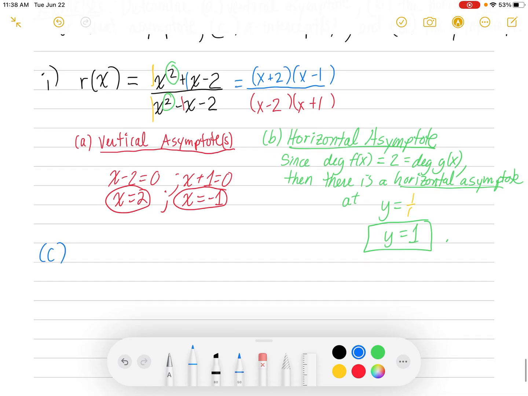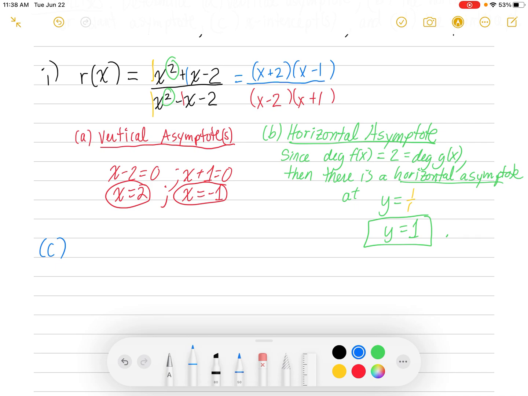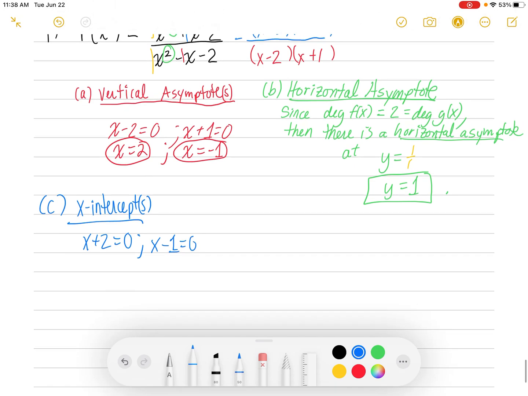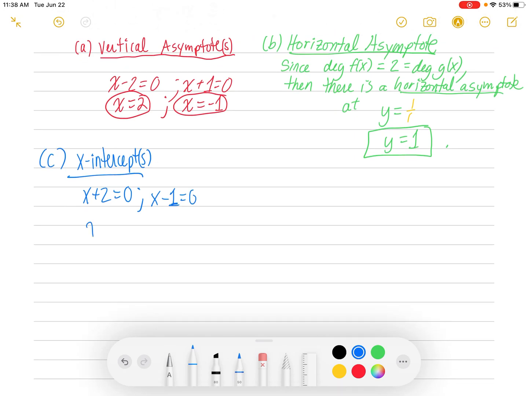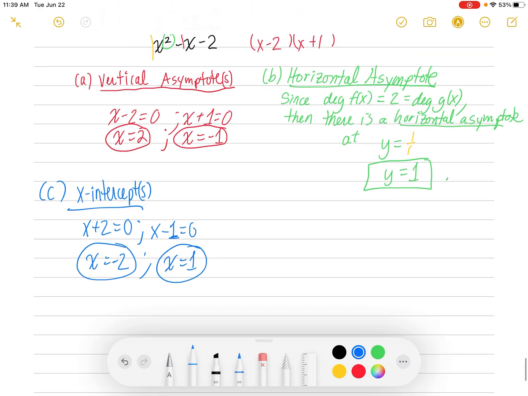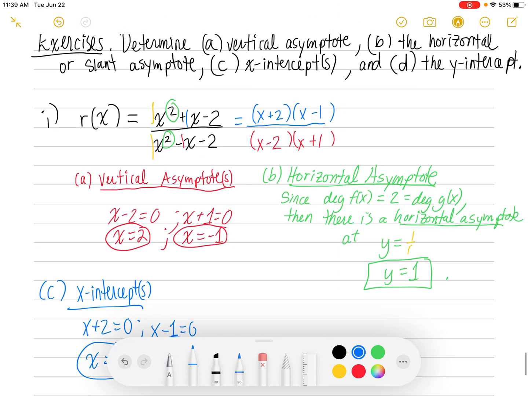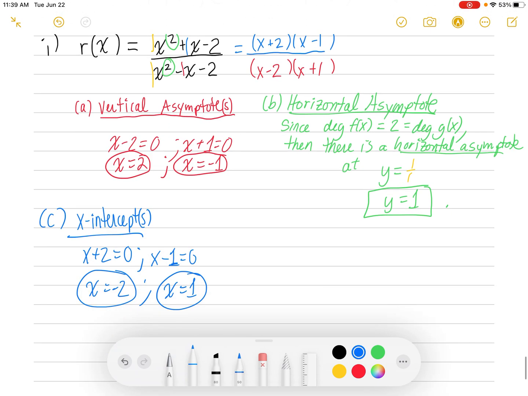What else do we want to do? We want to do the x-intercepts. So to find x-intercepts, I'm going to take my factors on top, my blue factors, and set them equal to 0. I solve those for x. I'm going to get -2 for the first one by subtracting 2 from both sides and adding 1 to both sides. On the second one, I'm going to get x equals 1.